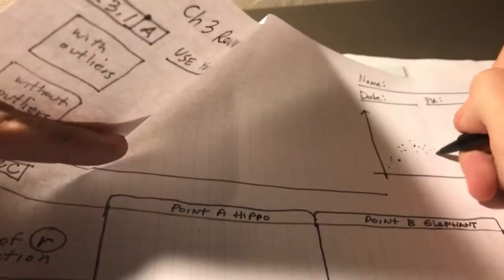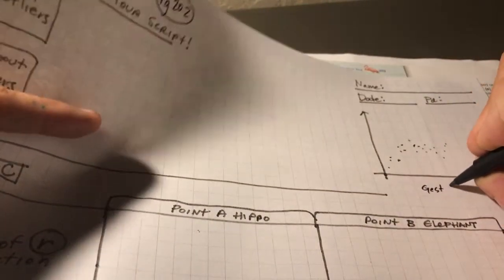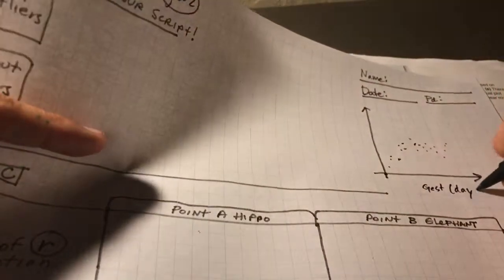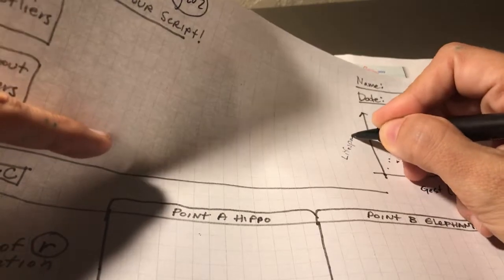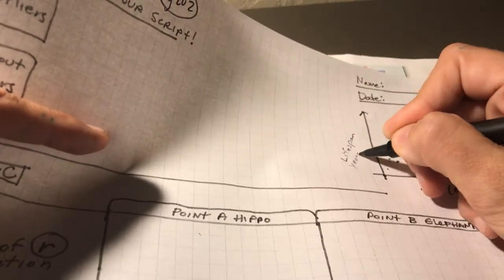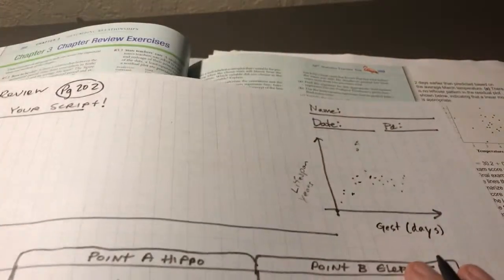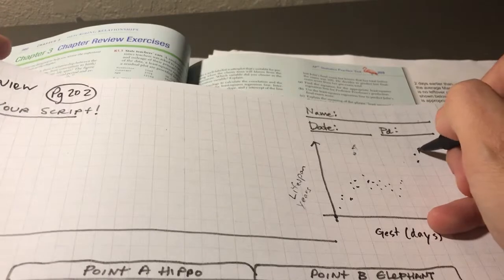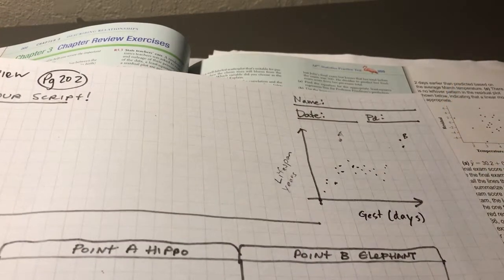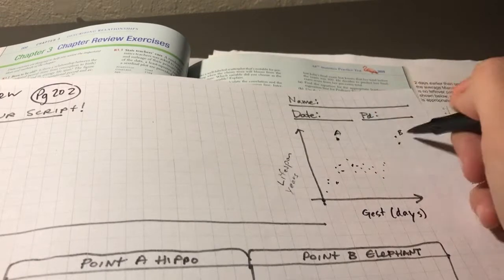So I'm noticing the dots look something like this. And again, this is gestation period in days, and this is lifespan in years. So up here we have a point A, and kind of over here there's 2 points and there's a B over here. So it looks pretty obvious that there may be 3 outliers, this one, this one, this one.